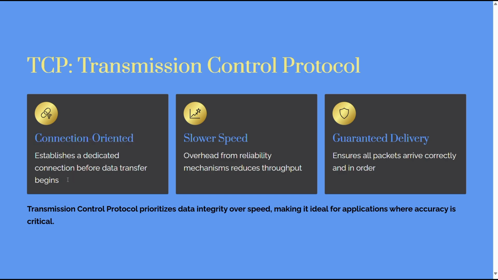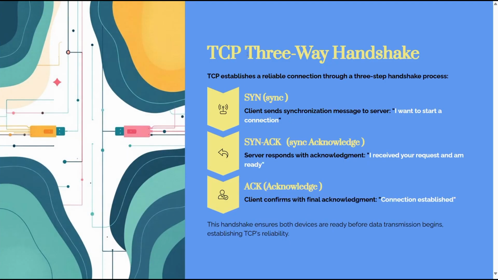This simply means that before any data is sent, TCP first establishes a proper connection between the client and the server. It makes sure that both sides are ready to communicate. To establish this connection, TCP uses something called a three-way handshake.